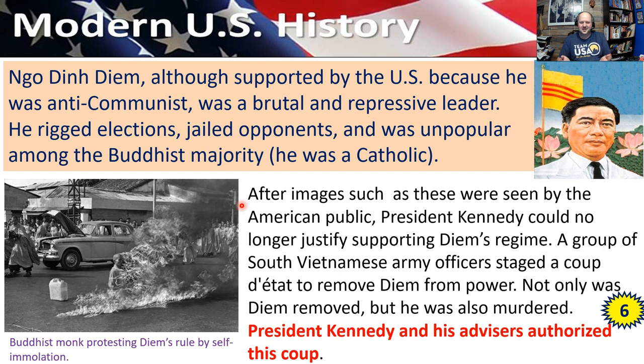For number 6 here, President Kennedy and his military advisors authorized this coup. So they basically said, okay, enough's enough. Do what you have to do. Take him out. And that's what happened.